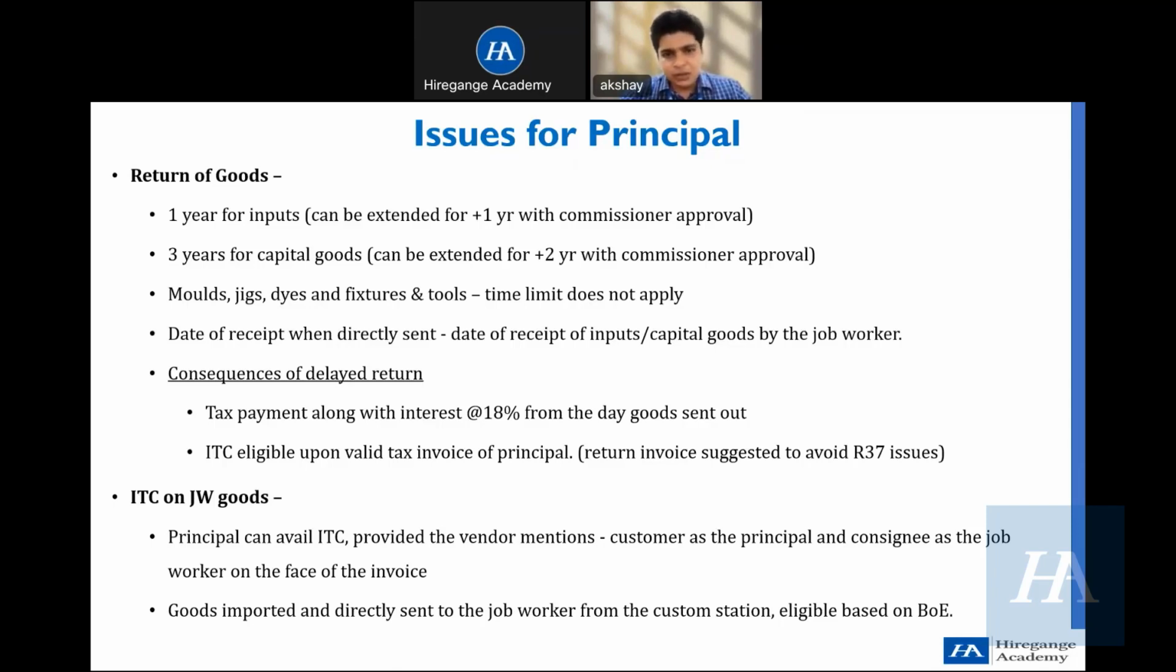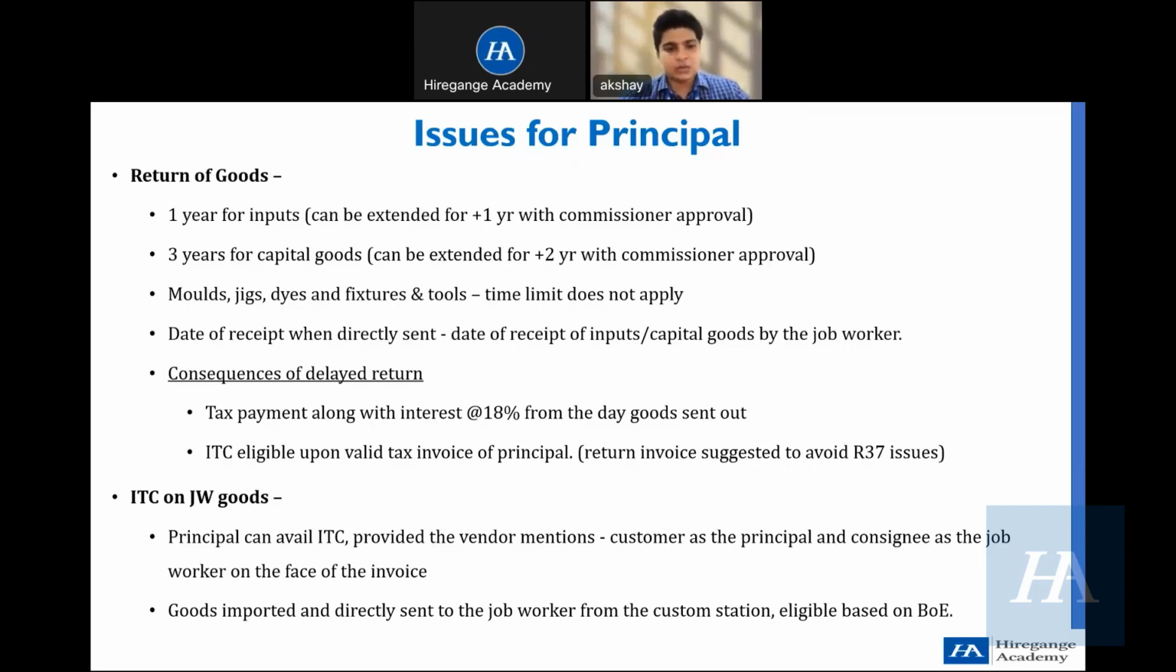The next very important question which comes up is whether ITC is eligible when these taxes are to be paid by the principal, because the goods are already lying with the job worker. So in this situation, a tax invoice has to be raised as on date. And in this situation, it's already supplied to the job worker, and in my view, the credit would be eligible.